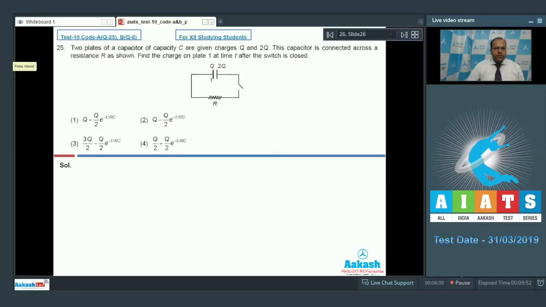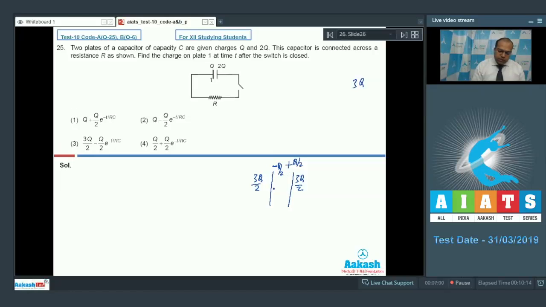So just before closing the switch, if I make the arrangement, these are two plates of the capacitor. The total charge on the plates of the capacitor is 3Q. So the charges on the outside are 3Q by 2 and 3Q by 2. So here it is the positive plate plus Q by 2, and here it is minus Q by 2.